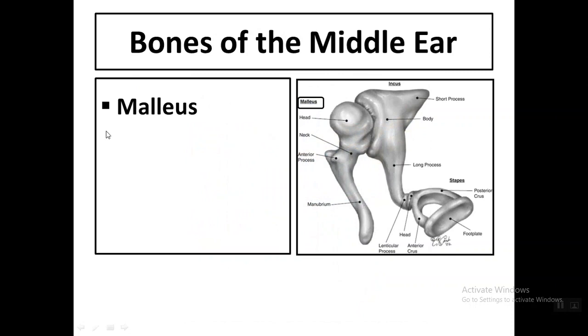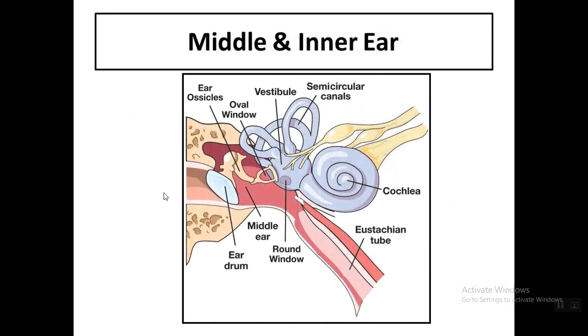These are the bones of the middle ear, the malleus or the hammer. It has a handle, and it has a head and neck. This is the handle of the malleus. It is attached to the tympanic membrane.